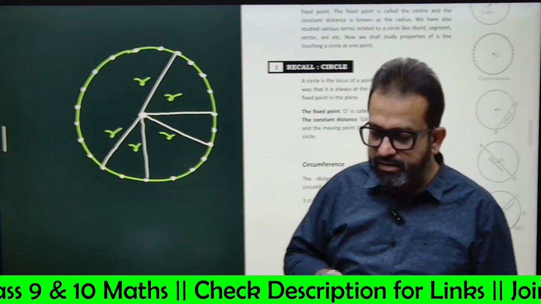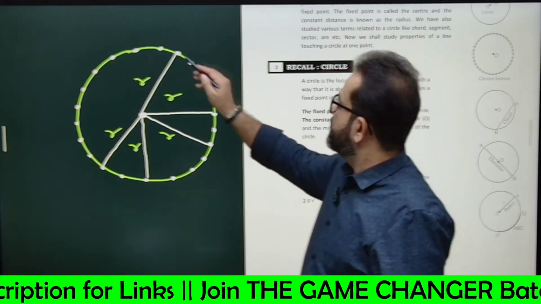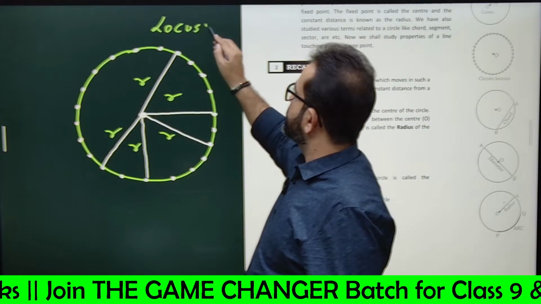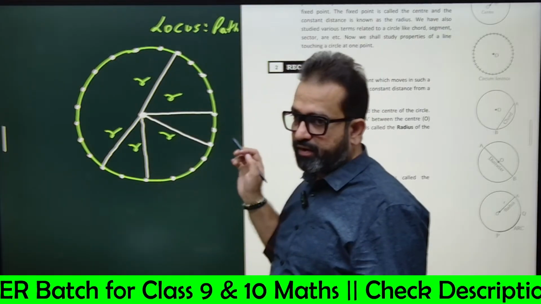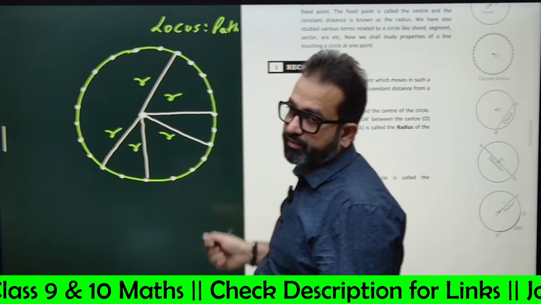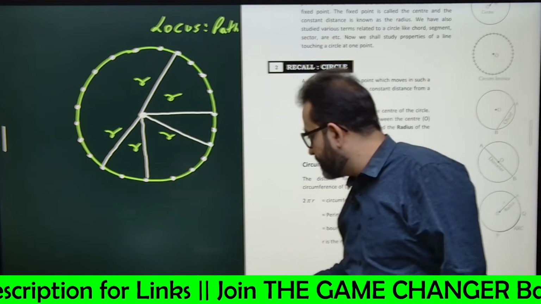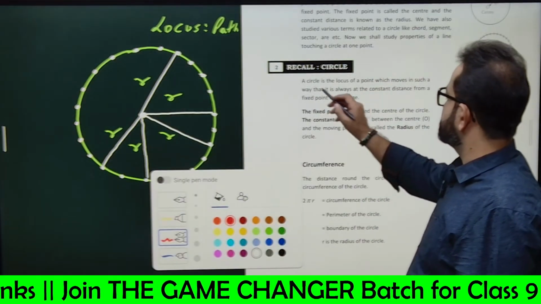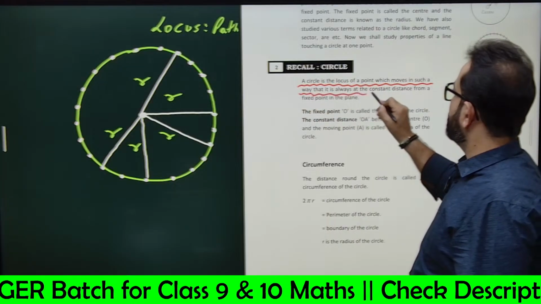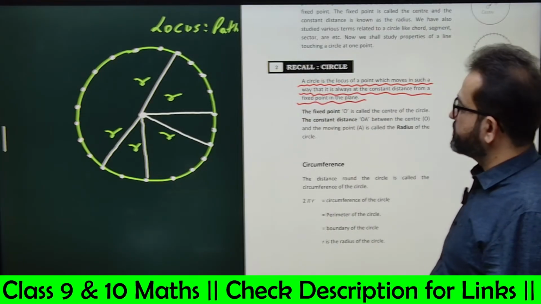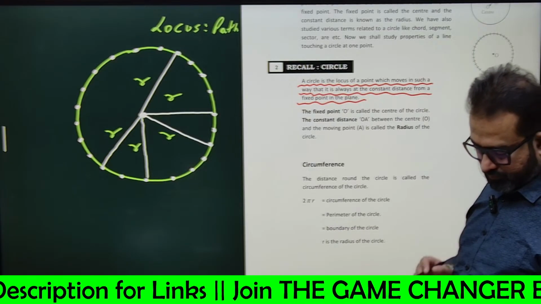So what is a circle? A circle is a locus. Now, what is a locus? Locus is a predefined path, the route, the way in which the points are moving. So all these points which are at an equal distance from the center form a circle. That's the locus of a circle. A circle is the locus of a point which moves in such a way that it is always at a constant distance from a fixed point in the plane. Yes or no? Can we move forward? Sorted?